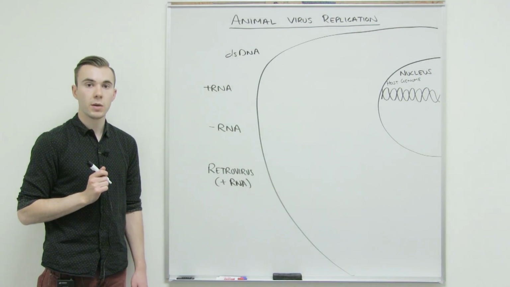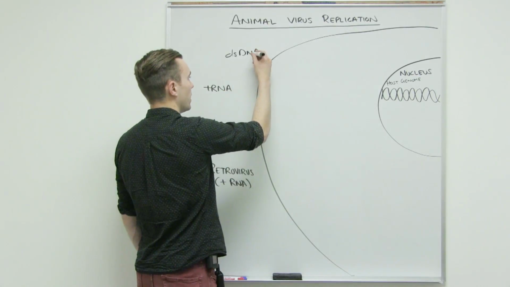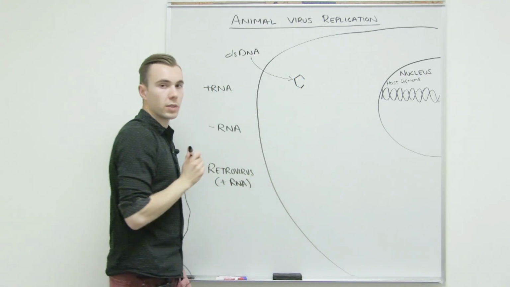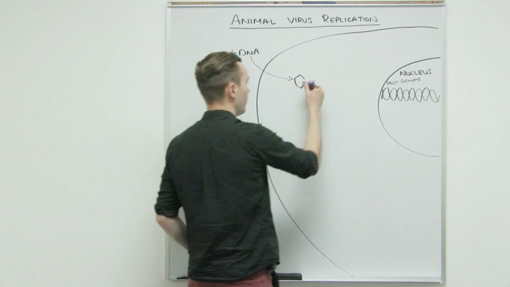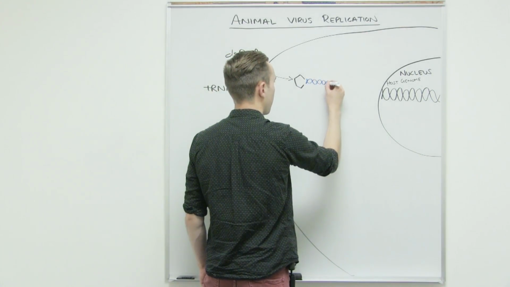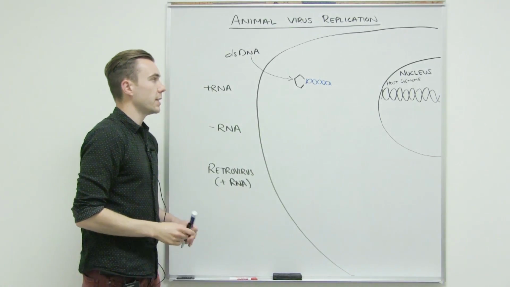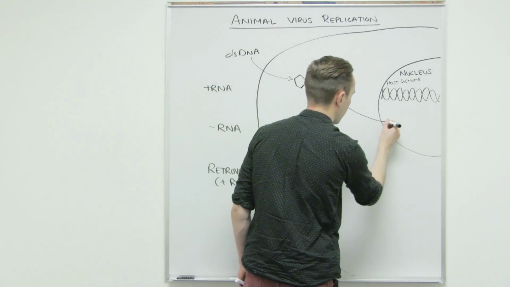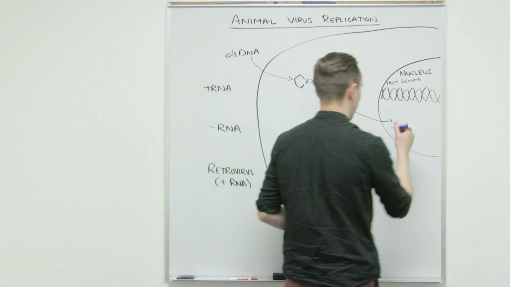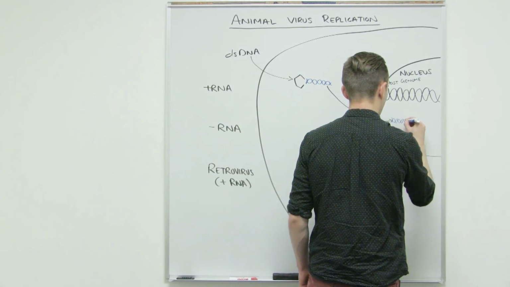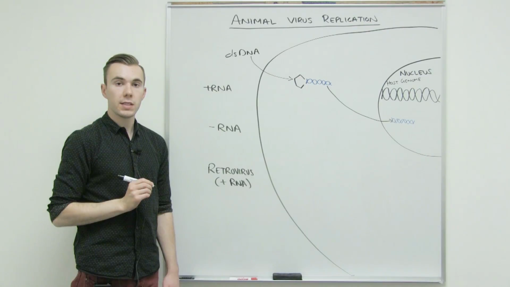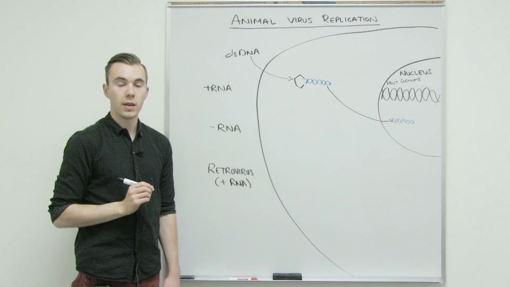So the first one we'll talk about is the double-stranded DNA. So the virus is going to enter in, and eventually it's going to uncoat. So it's going to let out its genome. The genome is then going to move from the cytoplasm to the nucleus. Once it is within the nucleus, it's going to use host cell machinery in order to convert itself into RNA. This process of DNA to RNA is called transcription.